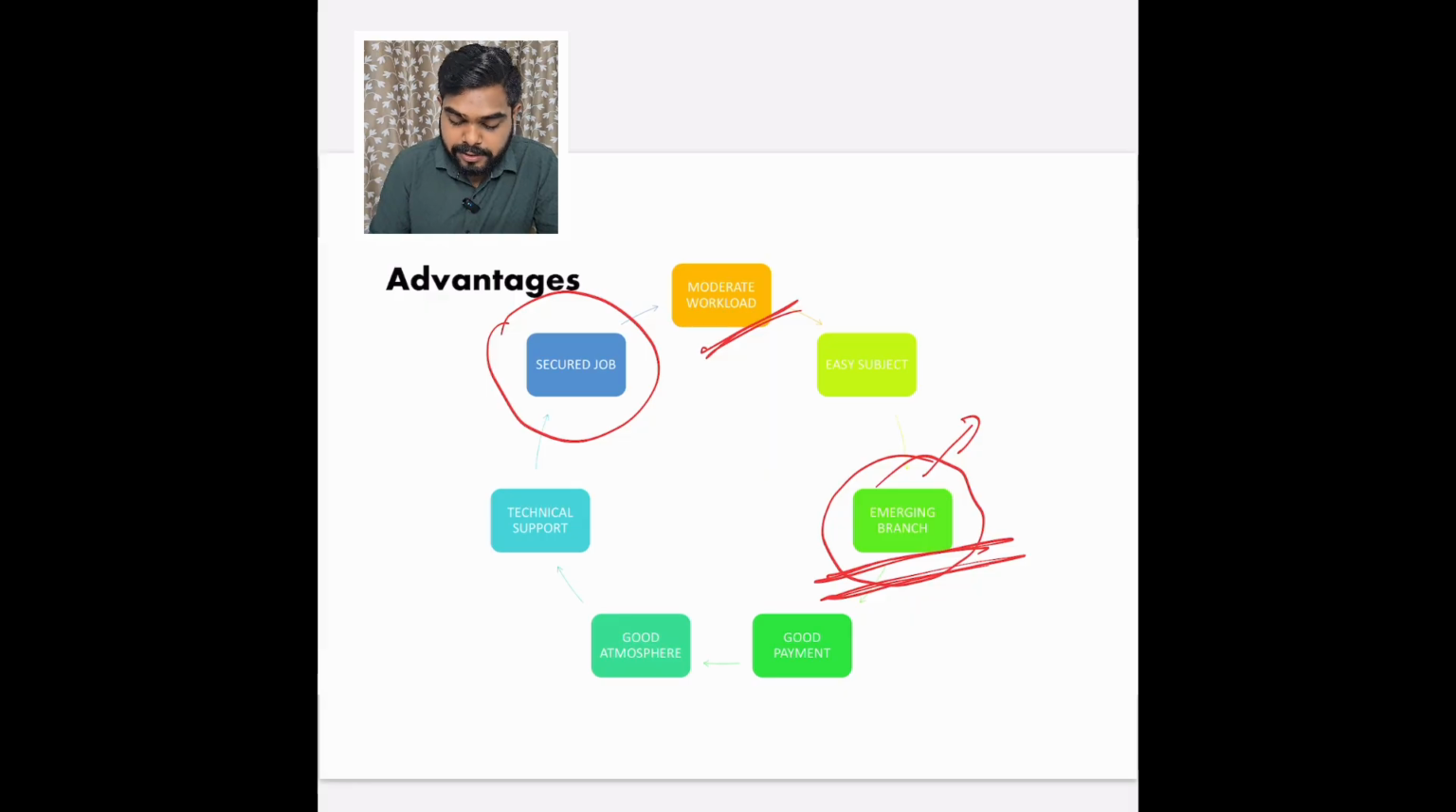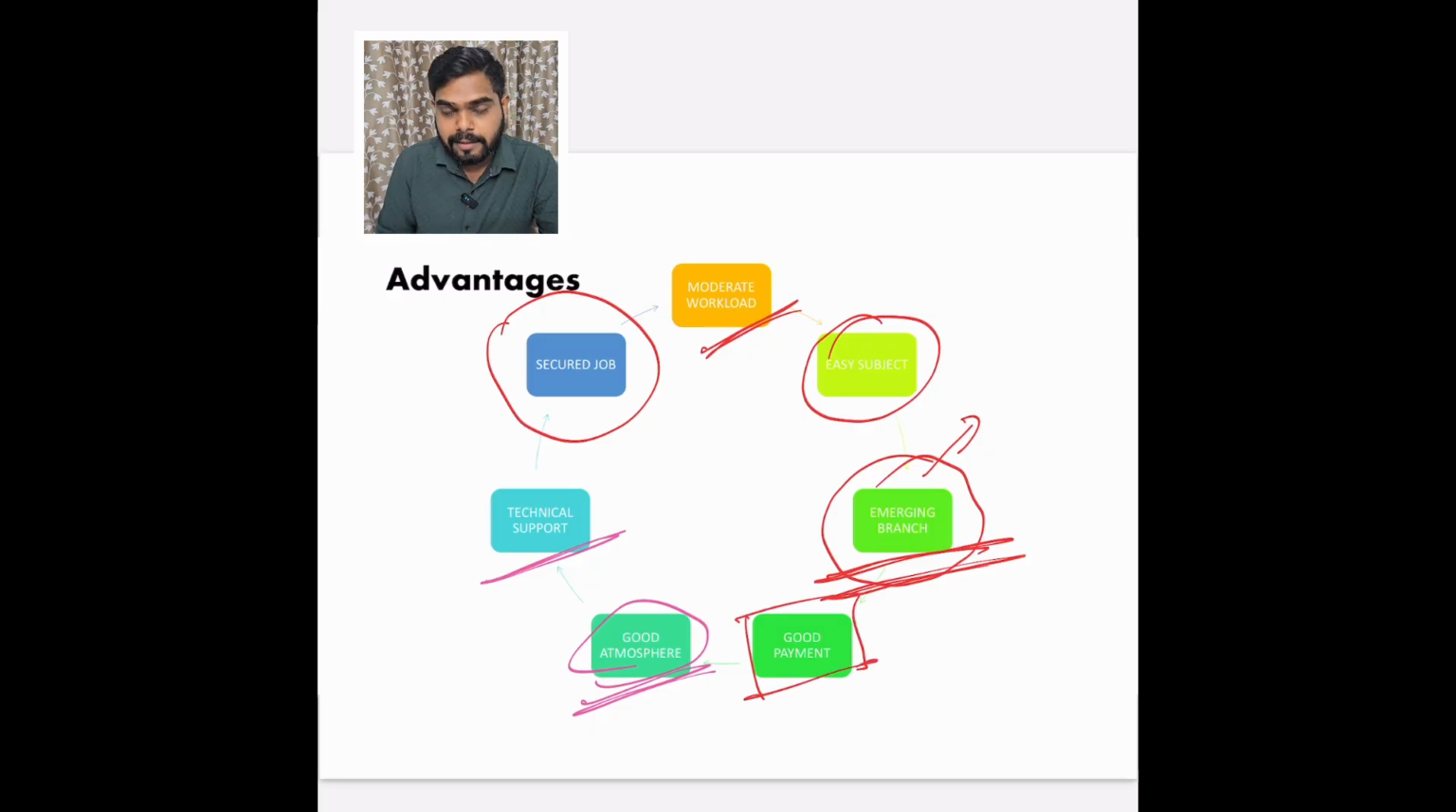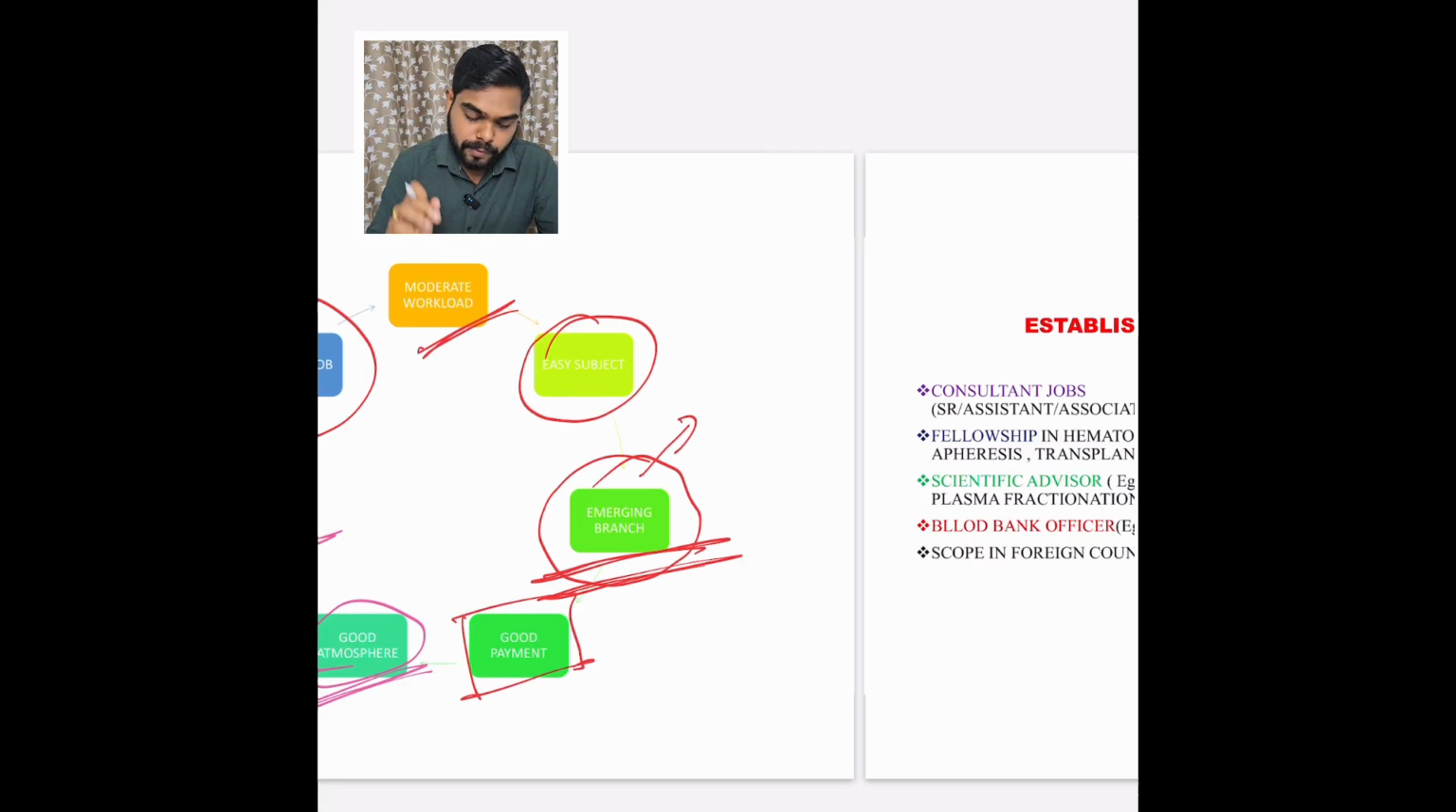Compared to many other subjects, this is an easy subject. There are few books for the subject, and there are many international books for the subject as well. The main thing is a very good atmosphere to work, and we have very good technical support. The main one is there is good payment even in your PG time or after PG. There is very good scope, and the payment will be very high. This is a branch where you have a moderate workload and good payment with a beautiful atmosphere.